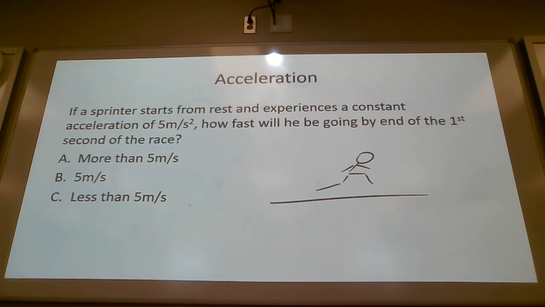Tell your neighbor. Wait, no. Yeah, as soon as he's accelerating, it's C. It's starting at rest. Constant acceleration. So by the end of the first second, he'll have increased his velocity by... Oh yeah, it starts at rest. So it'd be B.